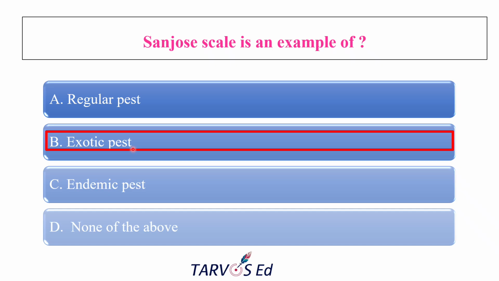Generally, this pest is native to China. What happened? It was accidentally introduced to California, which is located in the US, in the 1870s. It was accidentally introduced in the San Jose area in California, so that's why the name is derived from that. Then in India, it was first reported in Himachal Pradesh in 1967 on apple.